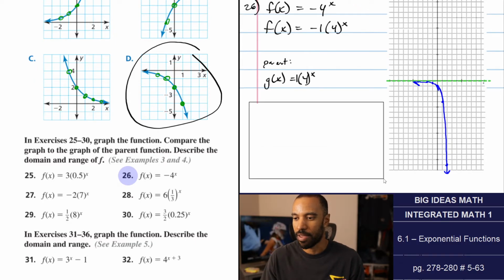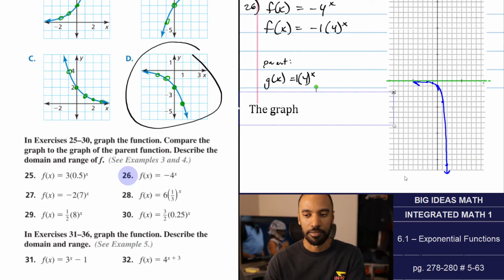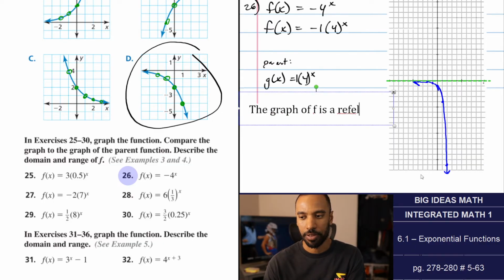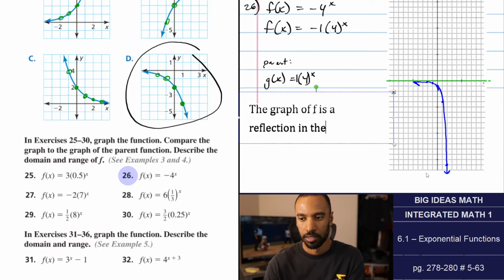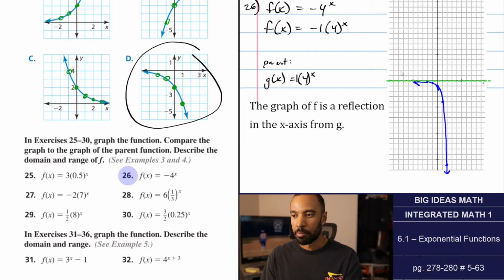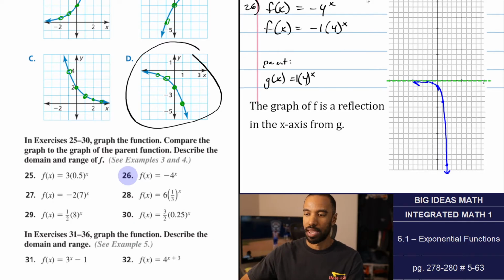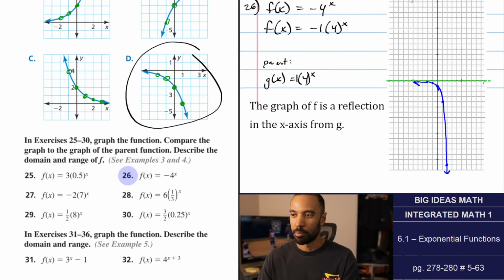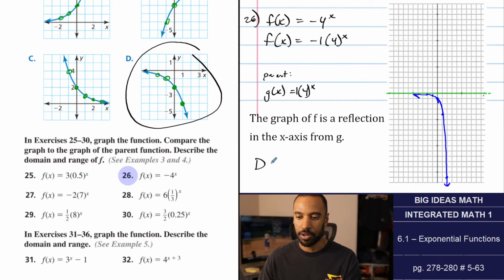So how does the graph of f compare to the graph of g? The graph of f is a reflection in the x-axis from g. Okay, that's the comparison between the two there. Keep in mind, this would have then had a y-intercept of 1, and it would have been positive exponential growth. This is negative exponential growth. The domain of this one, of course, all real numbers, but the range of this one is now underneath the x-axis. Only negative numbers exist here. Range y is less than 0.